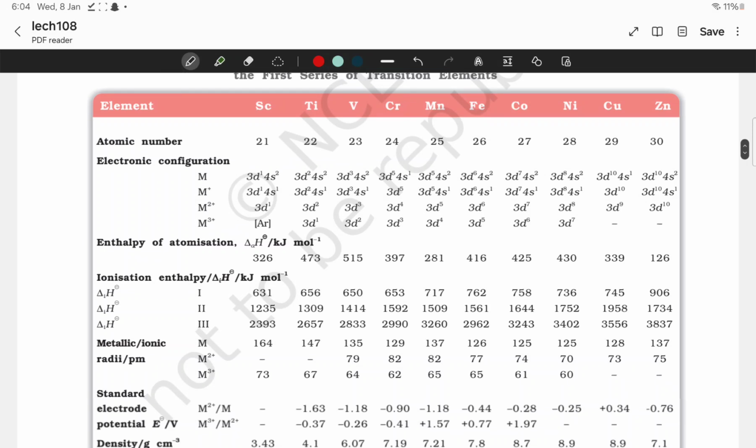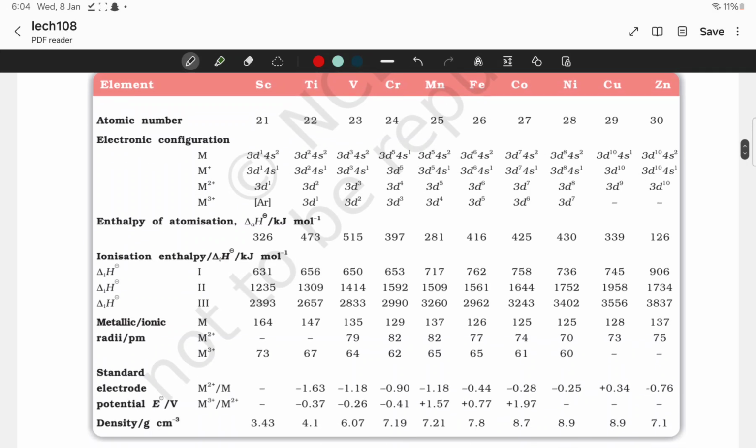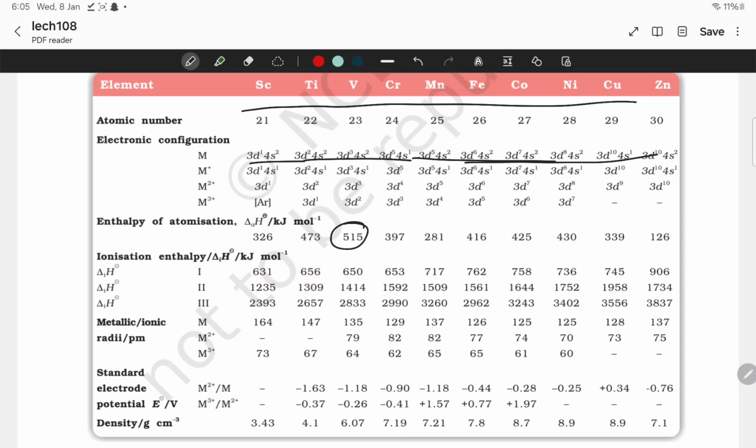Here also we can look at this table. Atomic number 21, 22, that we know. Electronic configuration: this one you learn, the other ones you can create simply, just remove one electron accordingly. Enthalpy of atomization: the element having the most enthalpy of atomization is vanadium. I told you something about vanadium. Look, vanadium, and the least is for zinc.